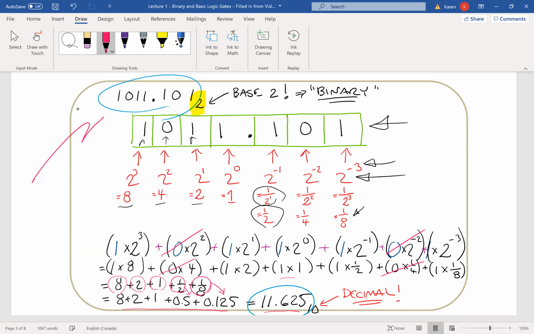So again, I looked at this number from the beginning. This was not 1011 because I see that it's in the base 2 system. Base 2 means it's a binary number. So what is that in decimal form? I need to go through the process of multiplying each of the ones by base 2 with the appropriate exponent, adding them all together, and you see that this number is actually 11.625 in our decimal system, which is base 10.